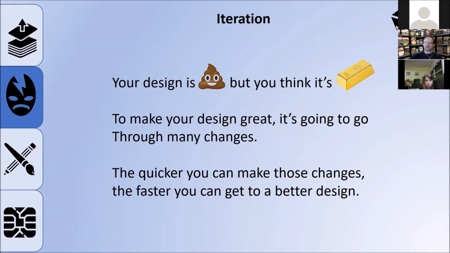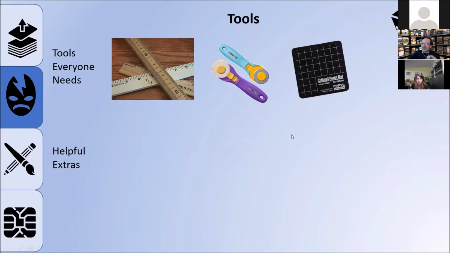So, tools everybody needs. A ruler. I would actually say a metal ruler. This is because you're going to be doing a lot of cutting, so you want to try and make those edges as straight as possible, especially when you're getting into more of the stranger design shapes, such as triangles, hexes, different things like that. And of course, you're going to need a cutting mat to cut this on if you're doing all this. Otherwise, you're going to be dulling your blades very, very quickly.